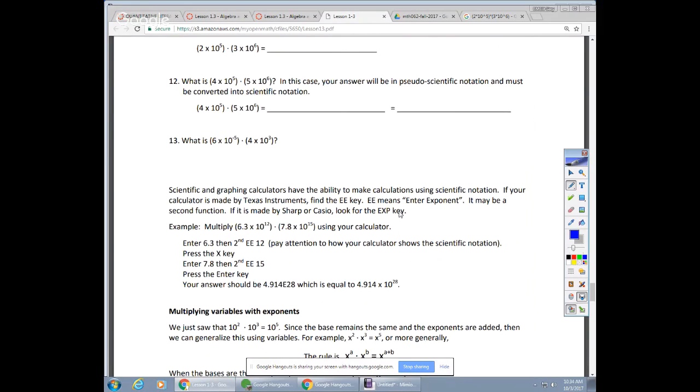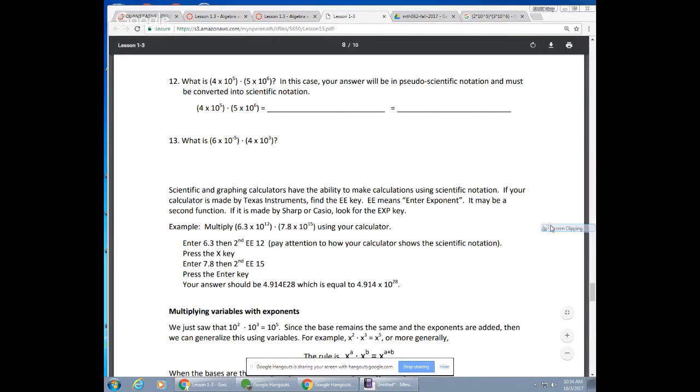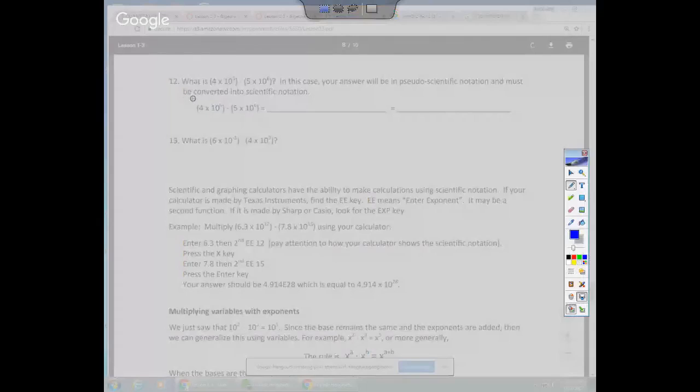Okay, let's do the next one. 4 times 10 to the 5th times 5 times 10 to the 6th. All right, so you write something down. I'm going to write something down, and we'll see if we agree. So this is number 12 on that worksheet.